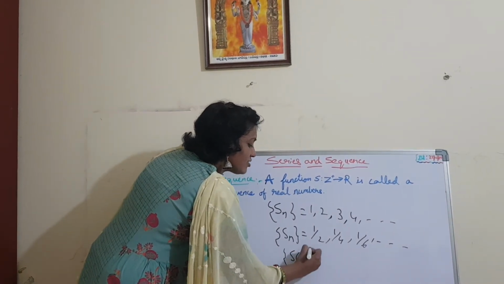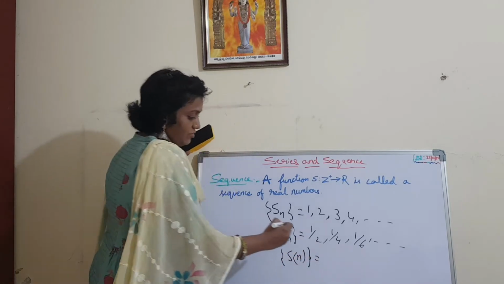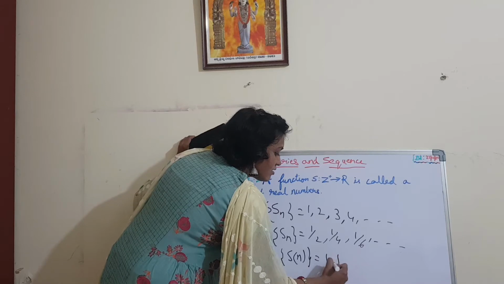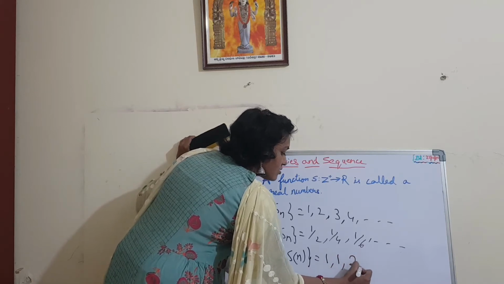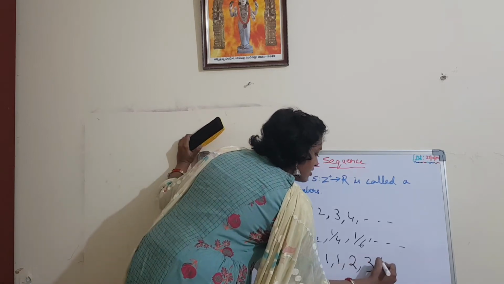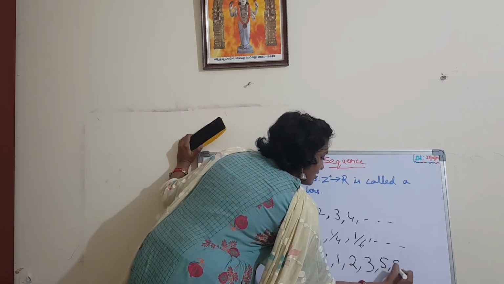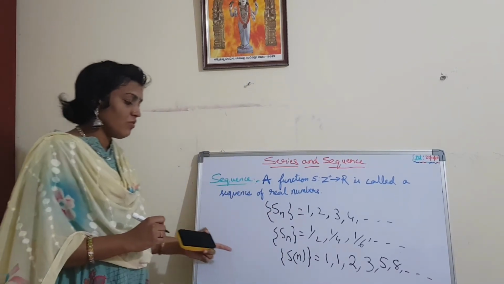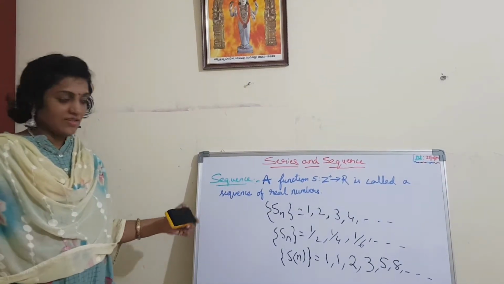Like this also we can denote, I told you. 1, 1, 2, 3, 5, 8, and so on. It is also one sequence.